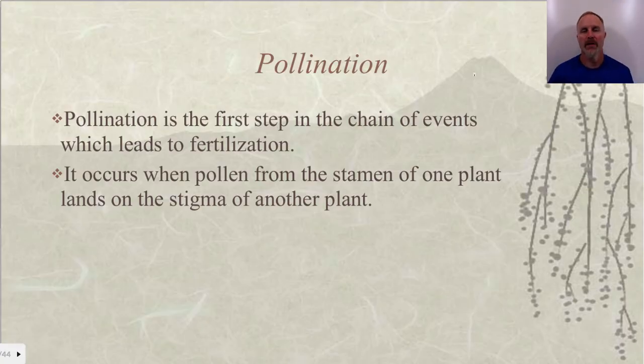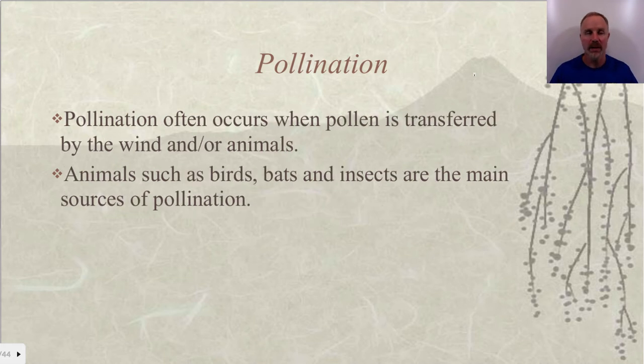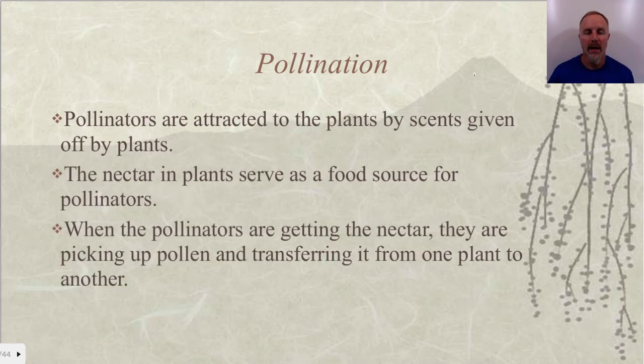So now as far as pollination, once we get these plants to flower, they've got to be pollinated, and pollination is the first step in the events that lead to fertilization. Okay, and it occurs when the pollen from the stamen of one plant lands on the stigma of another plant. Pollination occurs either by the wind, the dust and pollen blowing around that a lot of people are allergic to, or by animals, birds, insects, things like that that carry the pollen from one plant to another when they're feeding on the nectar and the fruits.